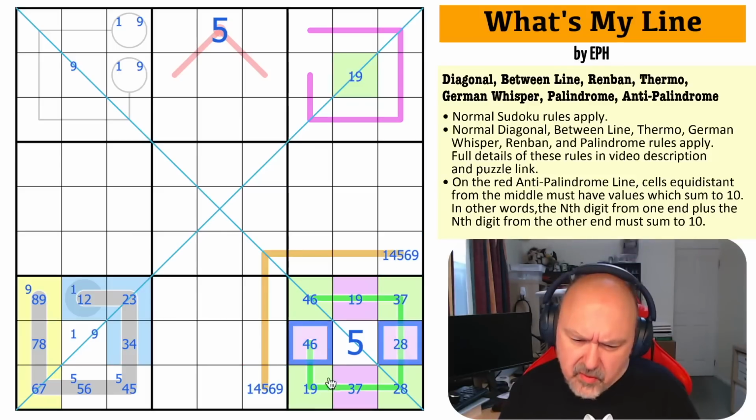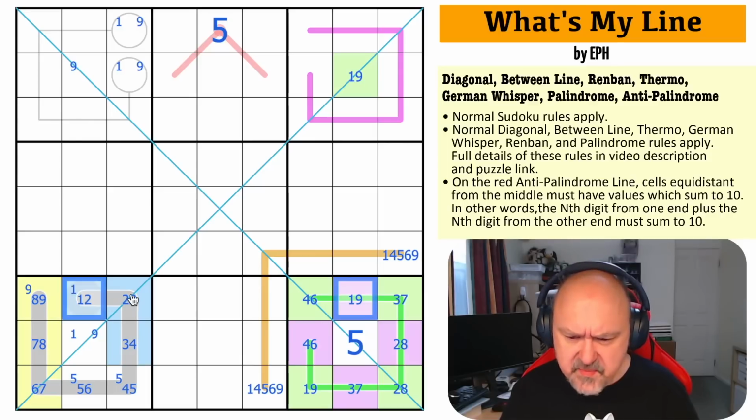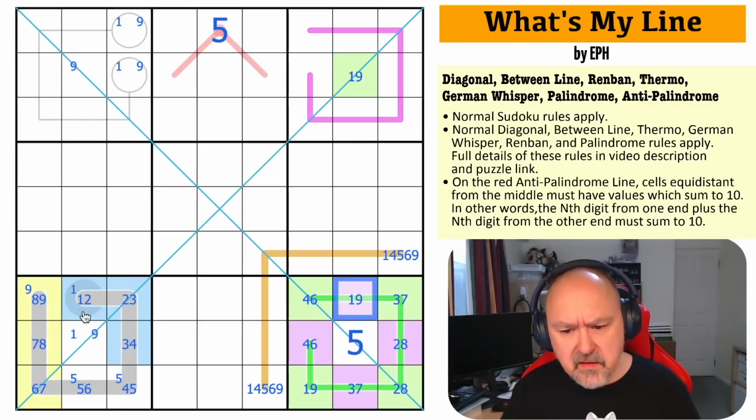Can purple be low? If this was 1, these would be 2, 3. No, purple can't be low. If this is 1, this would be 2, 3, this would be 4, but this being a 1 would make this a 4. So purple cannot be low.